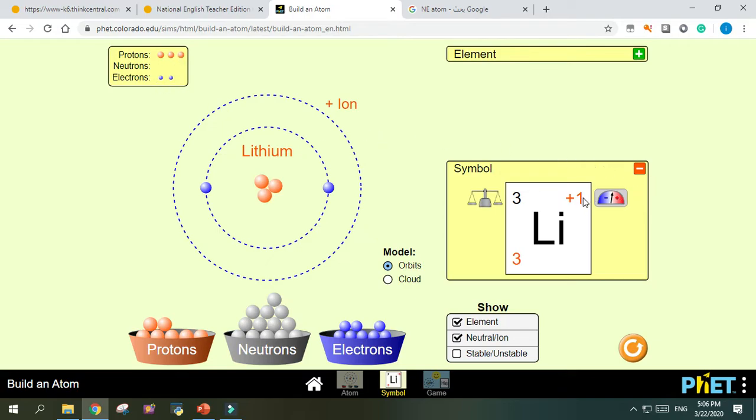I am now +1. Let's add another one. +2, +3, +4. Okay, let's stop for a minute. It's now +4. These two are equal to these two, but I have an extra 1, 2, 3, 4 more protons.